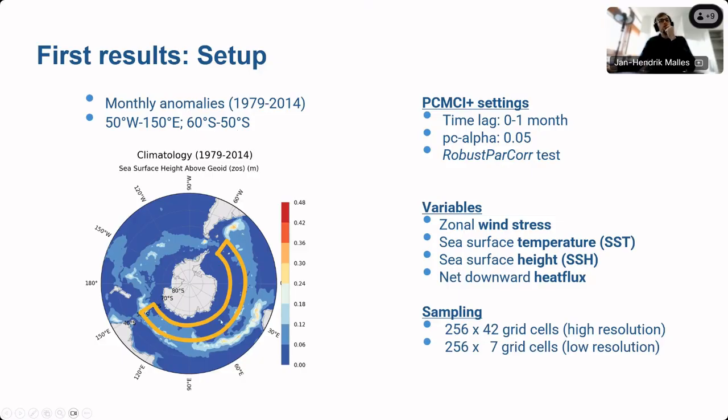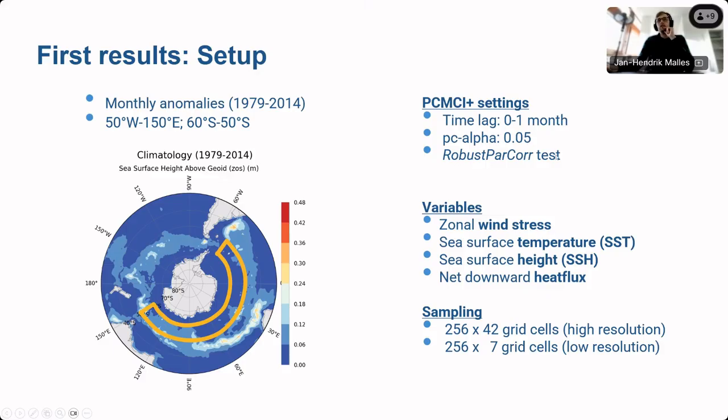So this is just to illustrate the area basically, but this shows the climatology of sea surface height, but it's not that relevant. And so in this algorithm we chose these parameters. So the maximum time lag is 1 month. Of course, that's already quite a lot for these processes actually. Then PC alpha, it's basically the confidence level, which is a bit high, but otherwise, if you use these individual grid cells, sometimes the algorithm doesn't find that many links if you're too strict here.